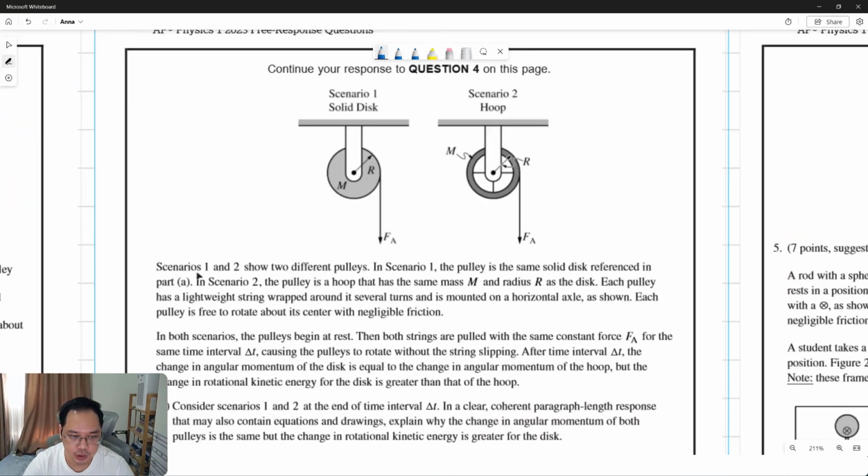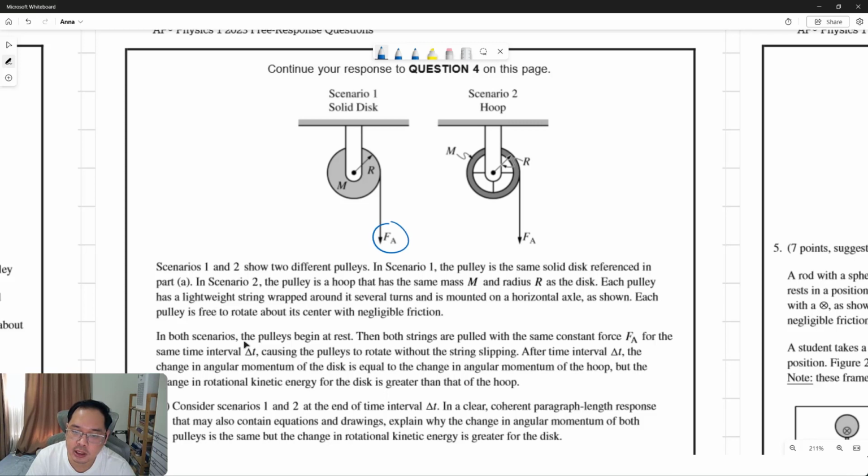Moving on, scenarios 1 and 2 show two different pulleys. In scenario 1, the pulley is the same solid disk referenced in part A. In scenario 2, it is a hoop that has the same mass m and radius r as the disk. Each pulley has a lightweight string wrapped around it several turns and is mounted on a horizontal axle as shown. Each pulley is free to rotate about its center with negligible friction. In both scenarios, the pulleys begin at rest. Both strings are pulled with the same constant force Fa for the same time interval delta t.